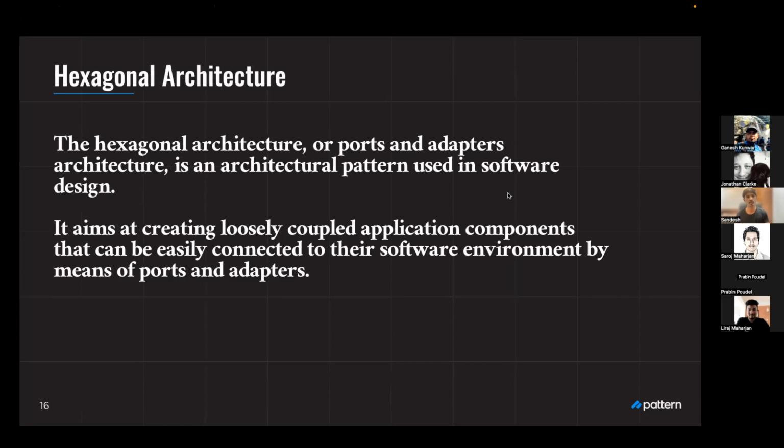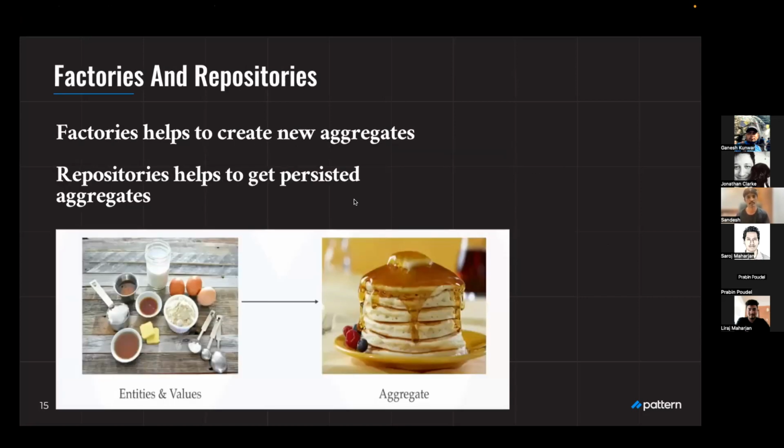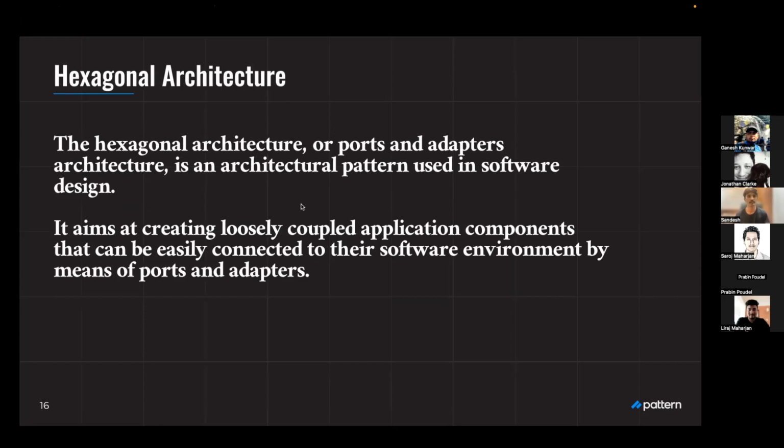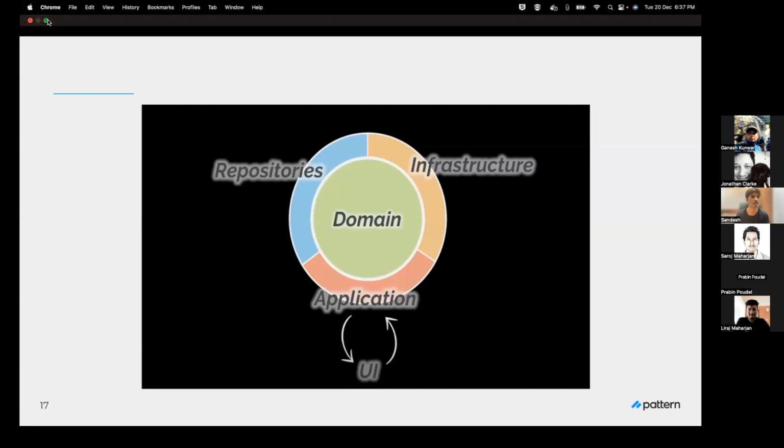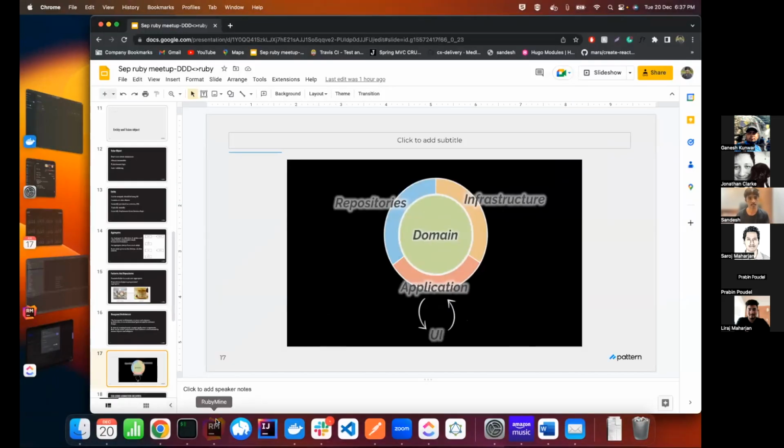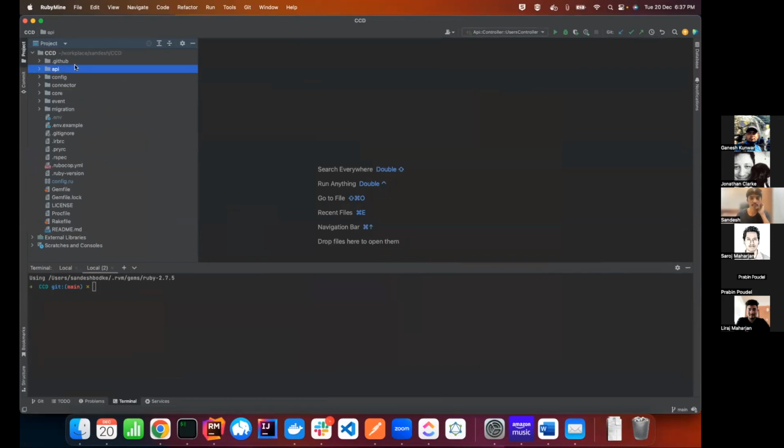Let's move to the hexagonal architecture now. I know these are more theoretical things, but it is quite important to understand what exactly the use of this is. So let's move to the implementation, like how we have achieved DDD with this. This is basically a Sinatra based application.